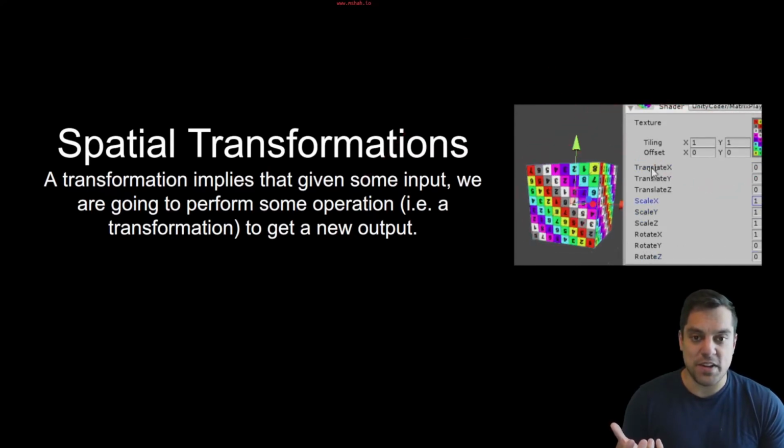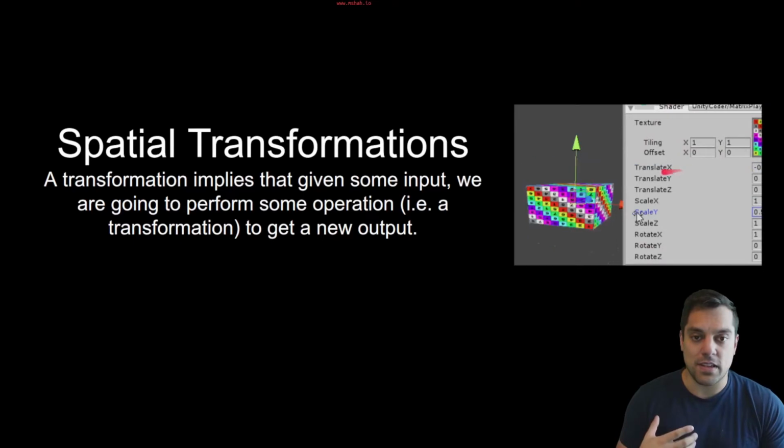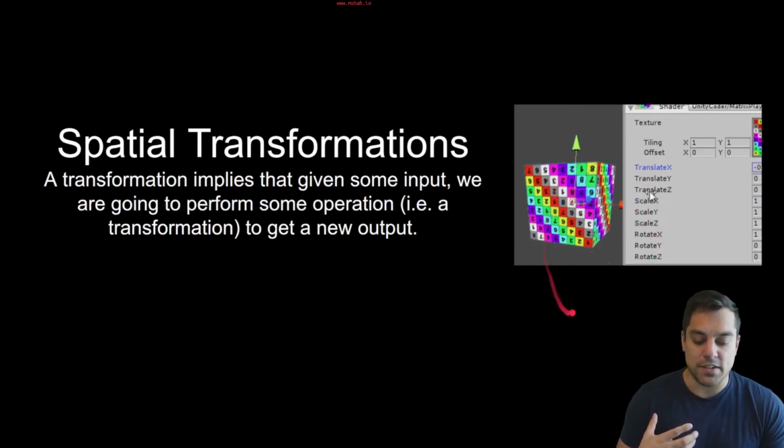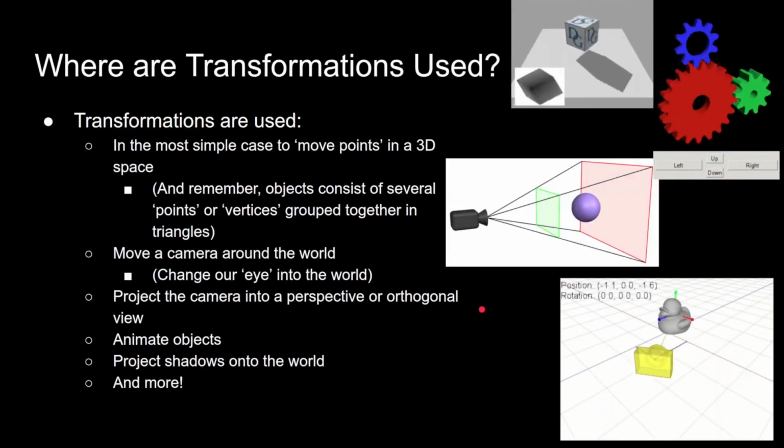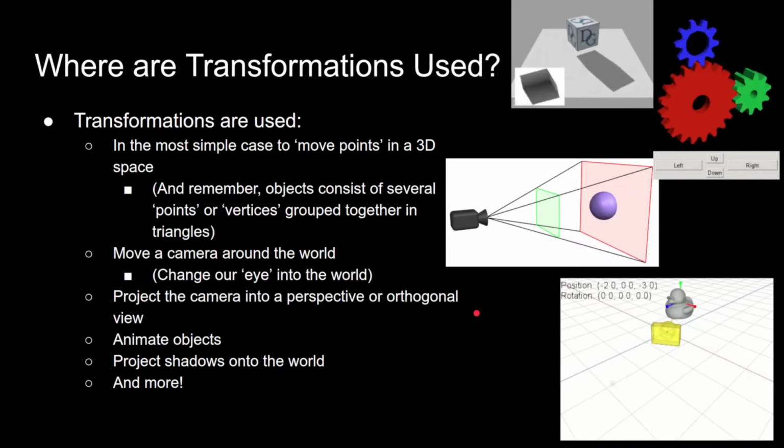So you can see this cube here. This is a nice example. This is the Unity 3D game engine, where I'm scaling, rotating, and translating some object here, okay? All right, now where are transformations used? Well, everywhere in computer graphics, as you can imagine.